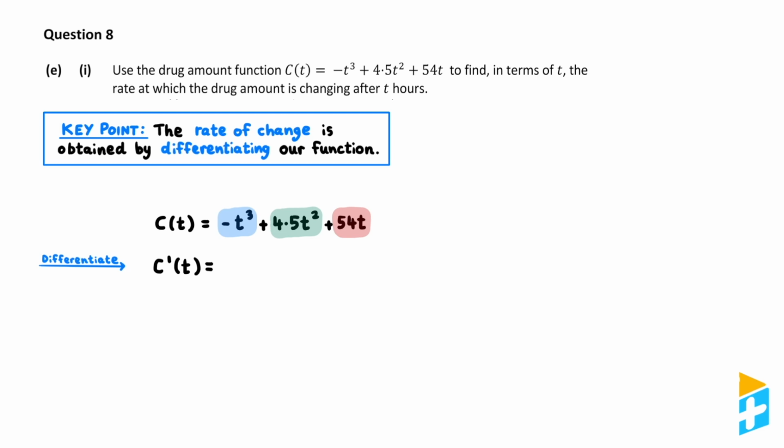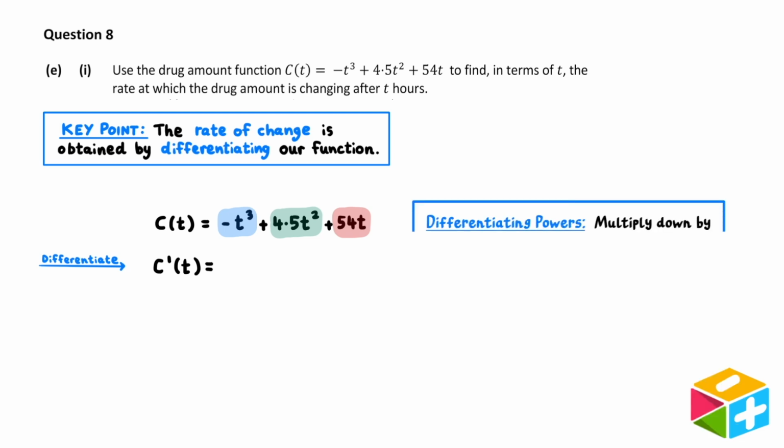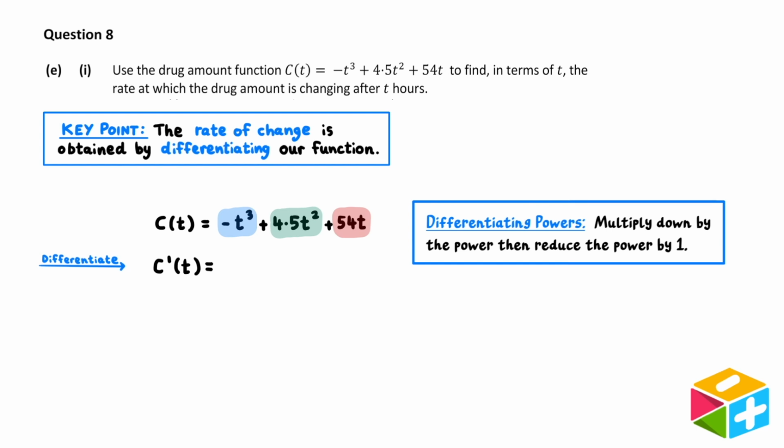First, let's focus on the minus t to the power of 3. To differentiate this, we can use our rule for differentiating powers. We multiply down by the power, then reduce the power by 1. Here, the power is 3, so we'll multiply down by 3, and then we'll reduce the power from 3 to 2. So we get minus 3t to the power of 2.